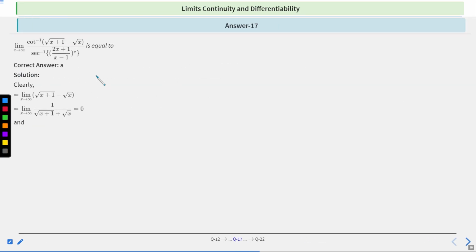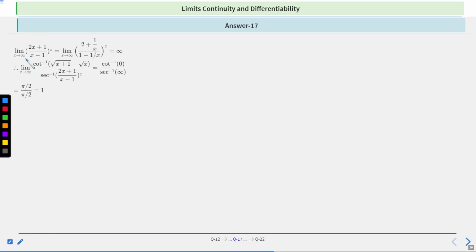Okay, let's move to the solution part. Clearly, limit x tending to 0, root of x plus 1 upon root of x plus 1 upon root of x is equal to limit x tending to infinity 1 upon root of x plus 1 plus root of x, which is equal to 0, right? Clear?